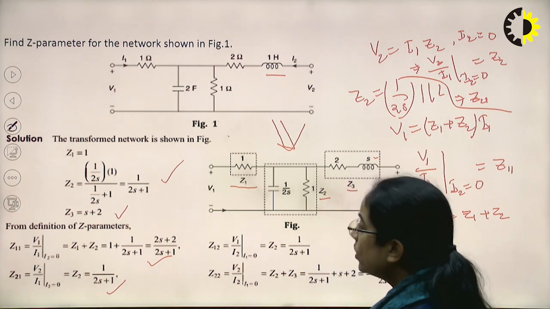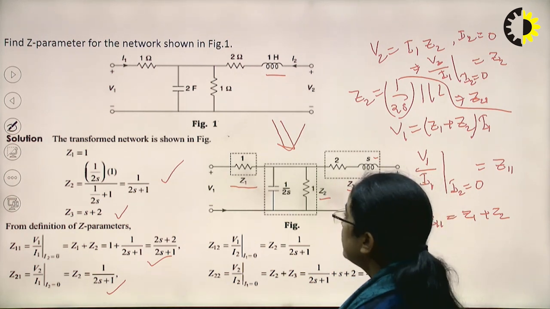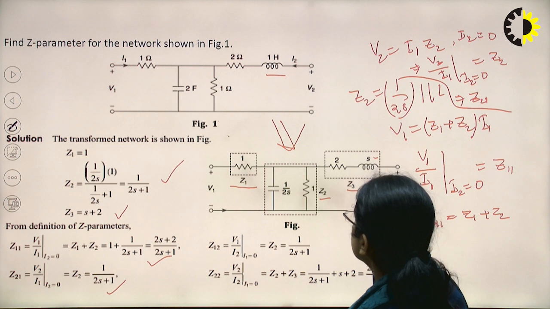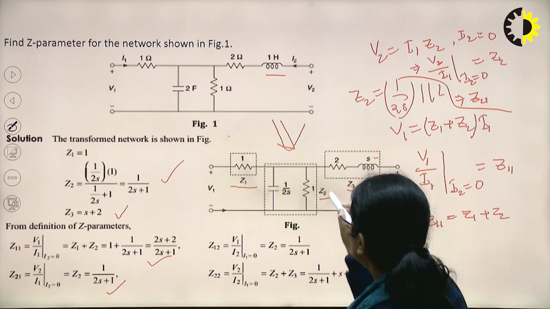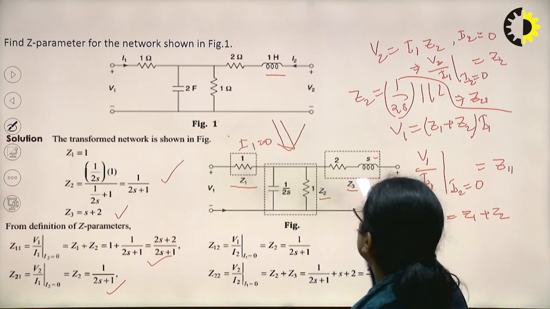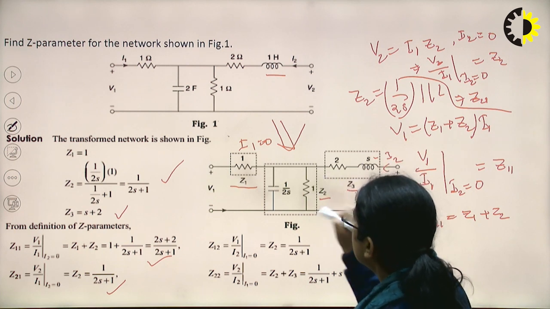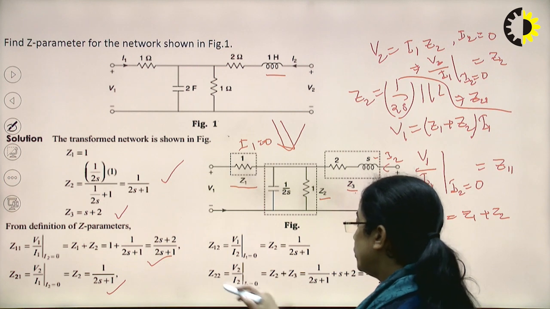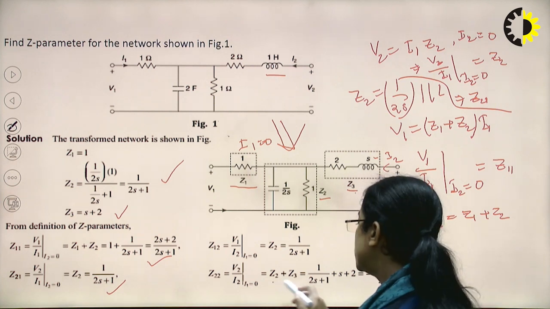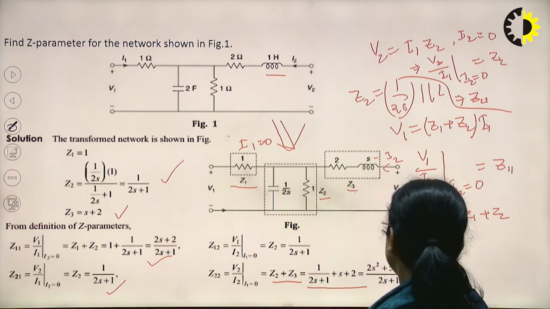Similarly, now we will open the input port, that means I1 is 0. When I1 is 0, V2 can be written as I2 into Z2 plus Z3. When I1 is 0 there is no current, so the total current I2 flows through this. That means V2 equals Z3 plus Z2 into I2. So Z22 will be V2 by I2 with the condition I1 is 0. So it is Z2 plus Z3, 1 by 2S plus 1 plus S plus 2. So Z22 is this.